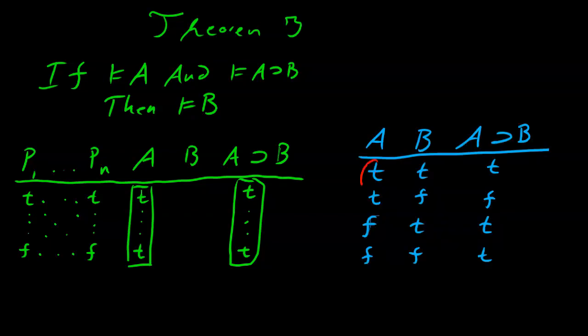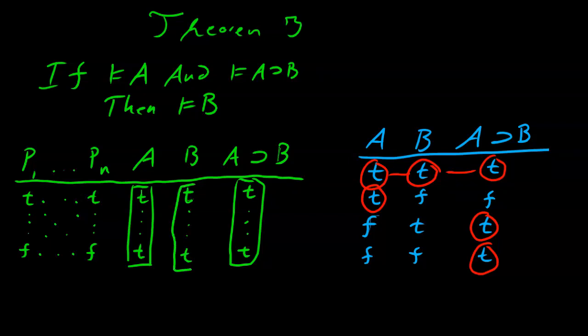If we then take a look at the truth table for A implies B, and we look at where A is true, and where A implies B is true, we see that in the only case where these are both true, B is also true. Therefore, we know that the B column of the truth table will also contain all T's, which makes B valid.